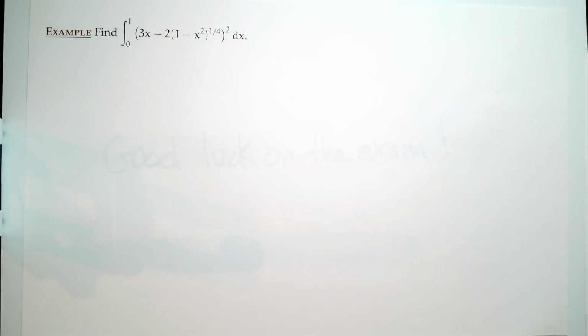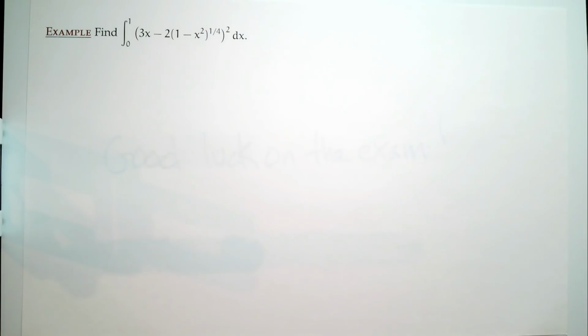Okay, next one. Find the integral, 0 to 1, of 3x minus 2 times 1 minus x squared to the 1/4, squared, dx. I like this problem. And we put this on an exam a few years ago, but they said, Steve, you gotta tone it down a little bit. And I was like, no! But that was back in the days before I had more power. So I had to negotiate and say, okay, fine, we'll do one step for them. So this is not quite what was on the exam.